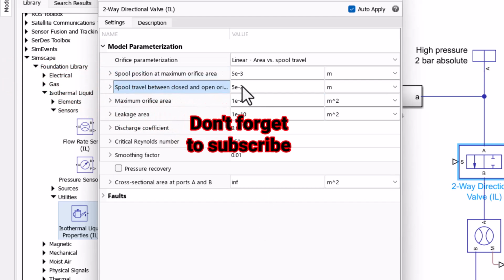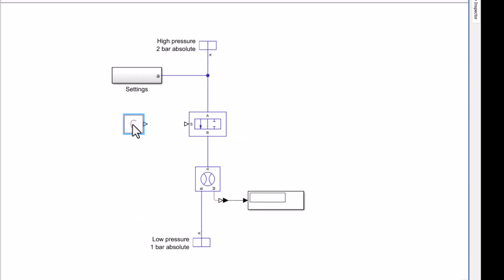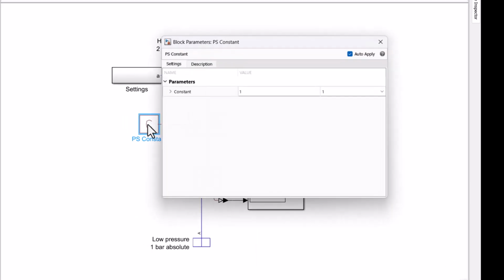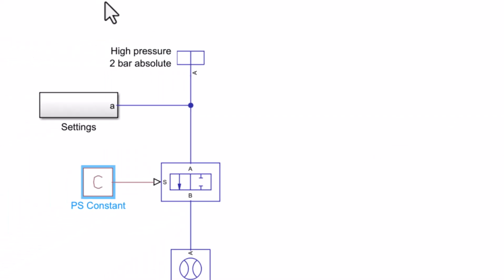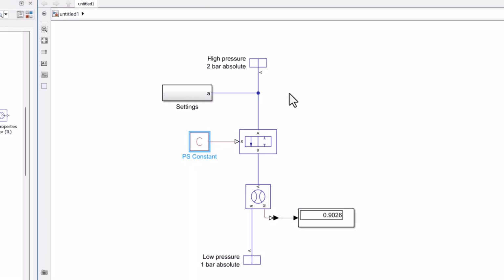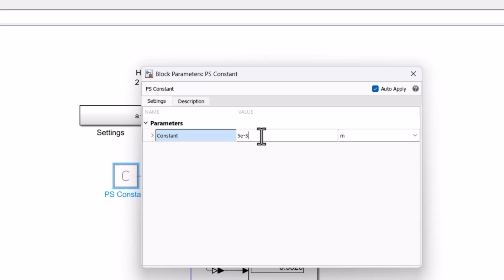And just to show you how all these settings work, I'm going to create a PS constant block, and I will set it to 5e-3 meters. As I said, at this value, the valve is 100% open. And now let me run the model. So here is the flow rate for a 100% open valve. And as I said, if I increase the signal further, it is not going to have any effect on the simulation, since the valve is already fully opened.